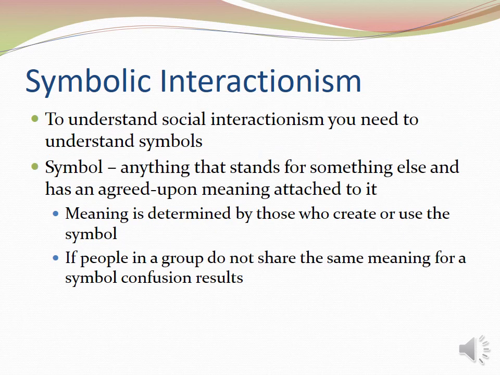To understand social interaction, you need to understand symbols. The way that we interact and work with each other is often based upon agreed meanings that we attach to symbols. Those symbols can be hand gestures, they can be facial expressions, they can be emojis, they can be something even far more symbolic. The meaning is determined by the people who create or use the symbol. And if everybody in a group doesn't share the same meaning, then you can start to have confusion.